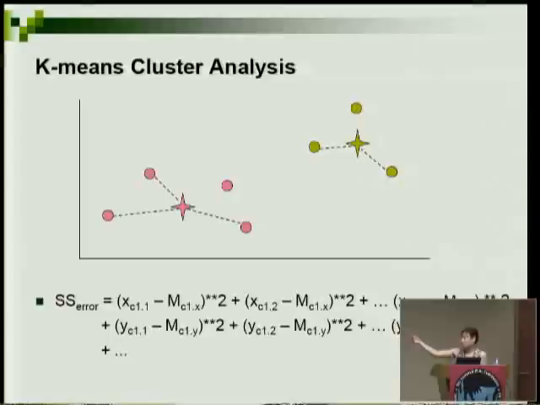Now imagine that's the normalized weight and height of persons. Maybe I cluster them by gender. I may get something like that. So that's k-means. And I think that's all the slides that I have. And I have a little demo.